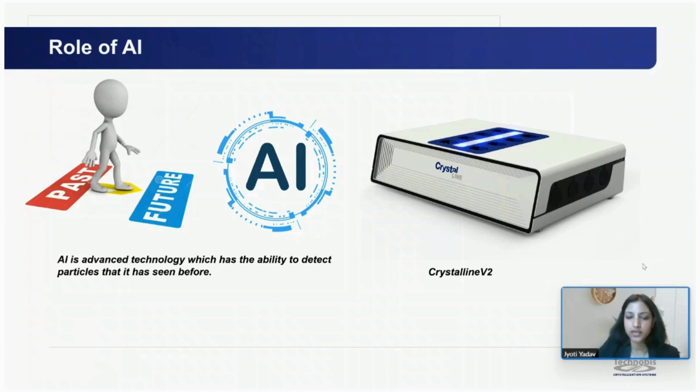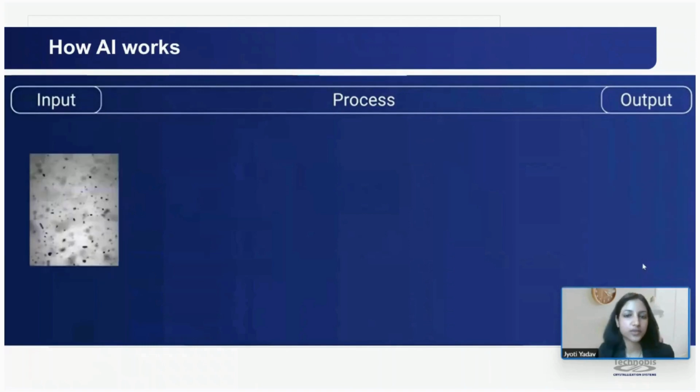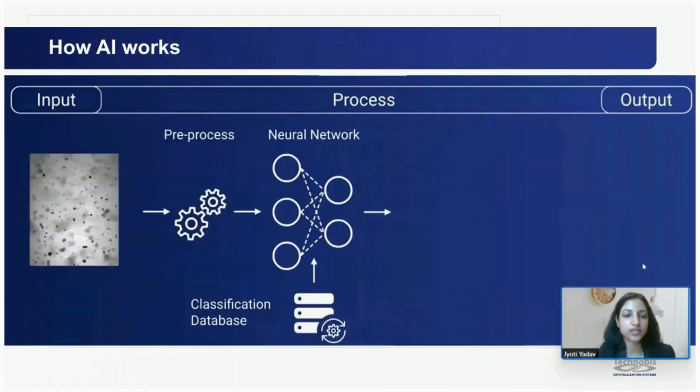Next, how AI works. First, the input. The process begins with providing the AI system with the images containing the particles.